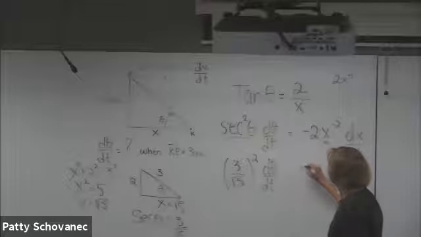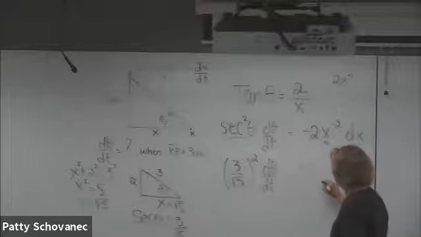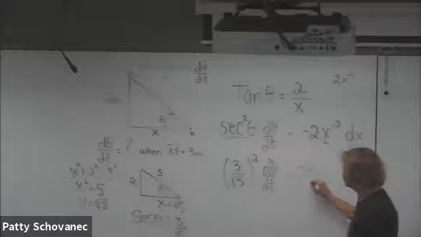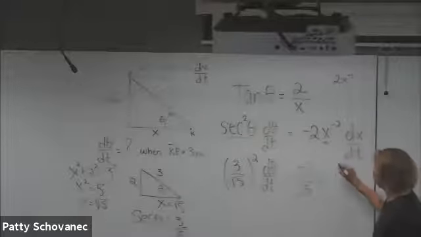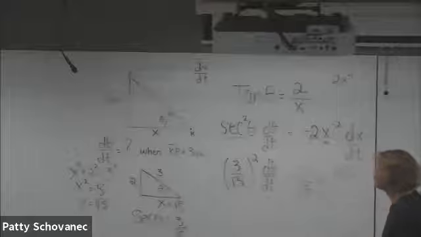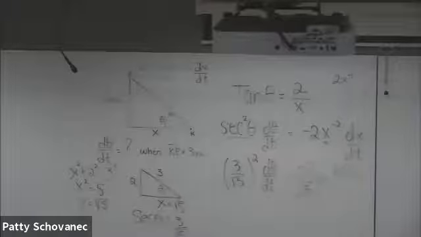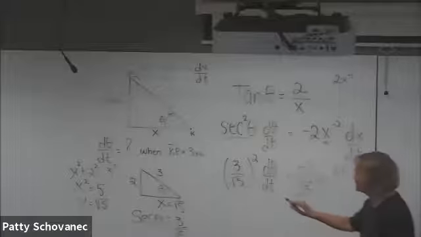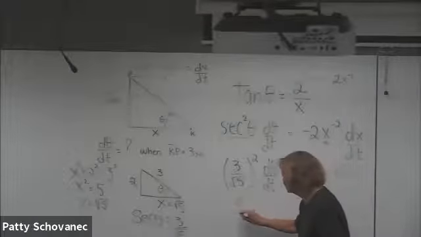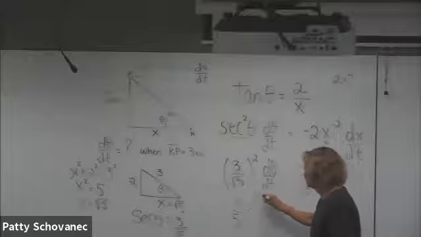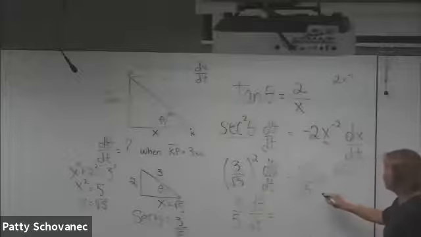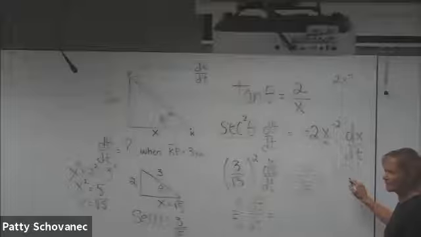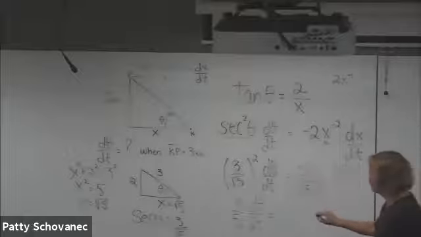This I said I was going to write as negative 2 over x squared. But we just found x to be the square root of 5. And dx/dt was given as 600. Let's see, this becomes 9/5. That's a negative 2/5 times the 600. So negative 1200 over 5.